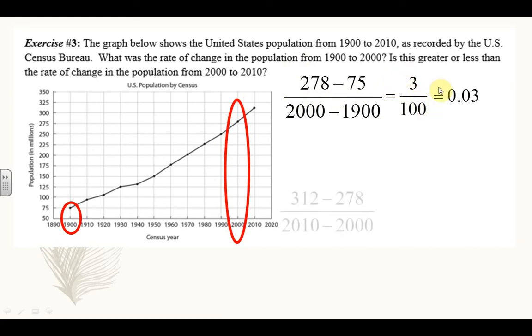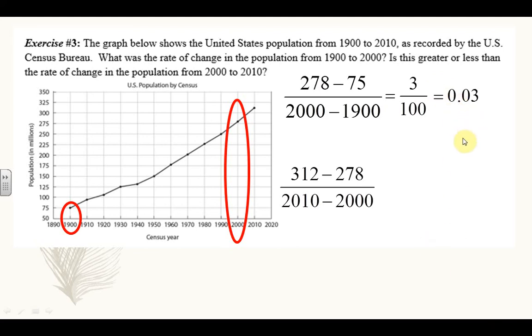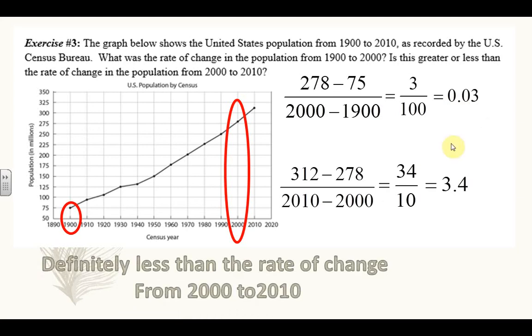It's okay. Miss Lahart is struggling. So this should say 2.03. And now we're going to do the same thing from 2000 to 2010, and we get 3.4. So luckily for us, this is still the higher one. The average rate of change from 1900 to 2000 is less than the rate of change from 2000 to 2010, but this should say 2.03.